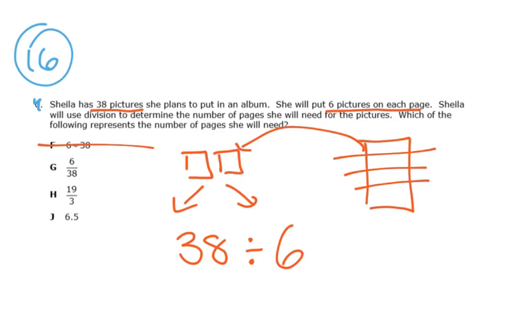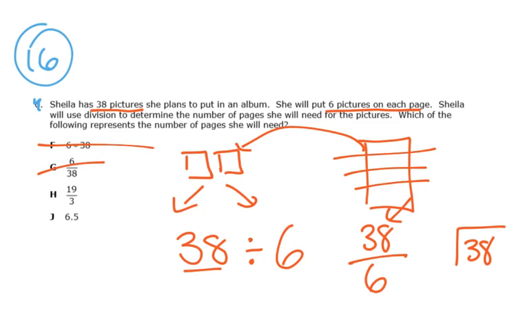That's dividing up pages. If I were to change this, 38 would be my numerator and 6 would be my denominator. Also wrong. If I then wanted to divide it, 38 would go in, not because it's bigger, but because it came first or on top, and 6 would go out.